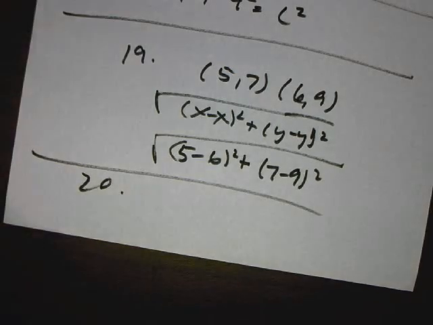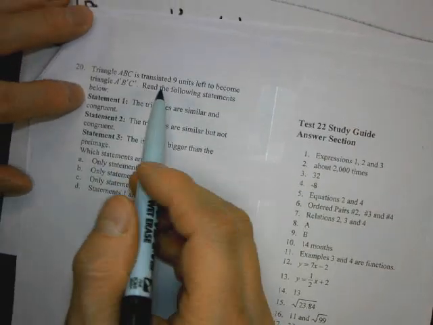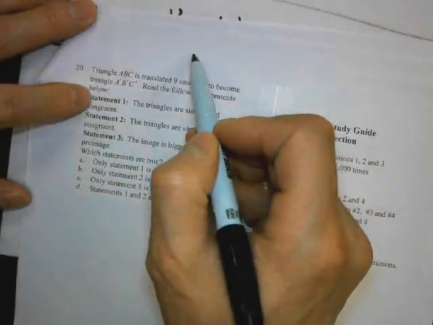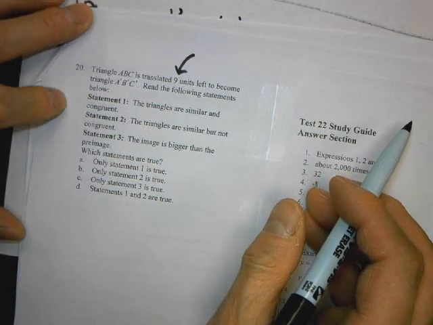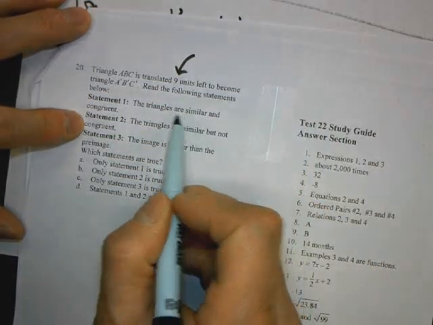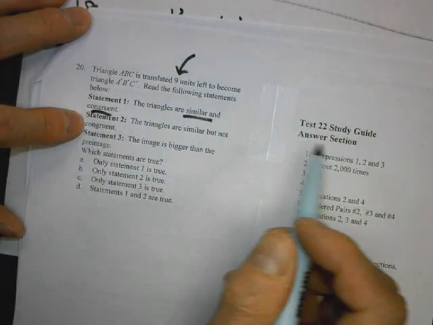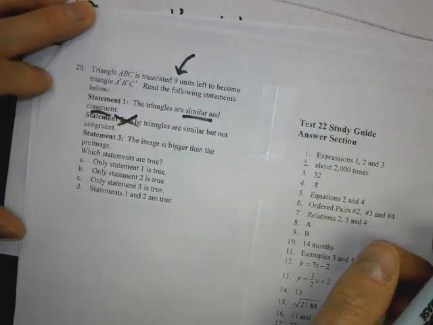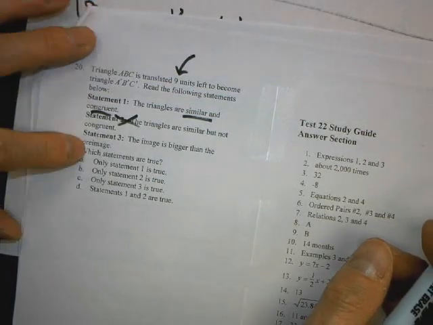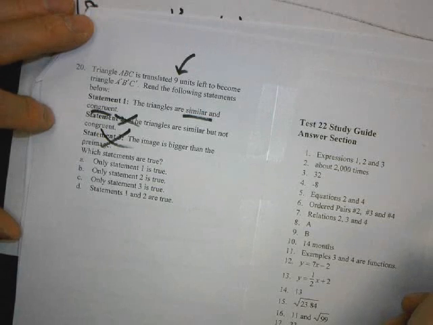And number 20, out of time here. Number 20, we're going to translate 9 to the left. We're going to subtract 9 from our x's. Read the following statement. Now, the triangle is similar and congruent. It's both. The term is similar, not congruent. No, it's congruent if it is a translation. The image is bigger. No, that's only for dilations. So only statement 1 is true.